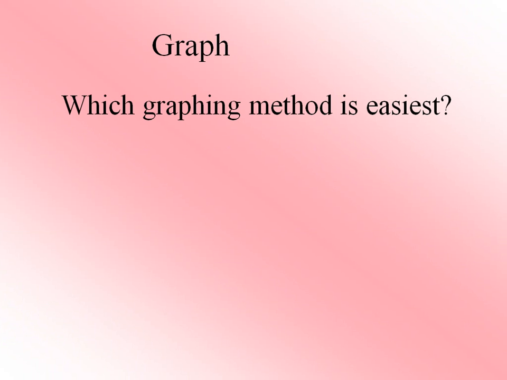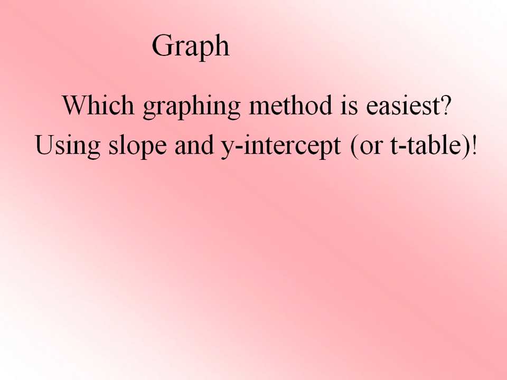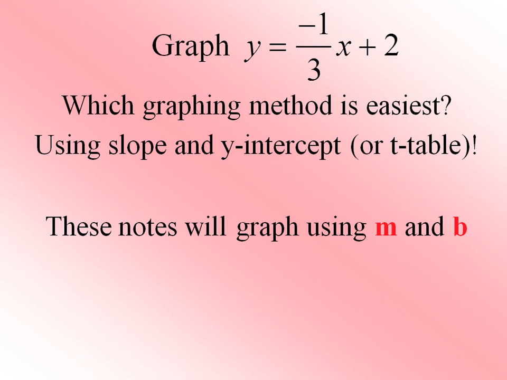Let's look at this. Graph y equals negative 1/3 x plus 2. Which graphing method do you think is the easiest? Well, it's already in slope-intercept form because y is on one side by itself. Slope-intercept form is y equals mx plus b. Here, your b is 2 and your m is negative 1/3.